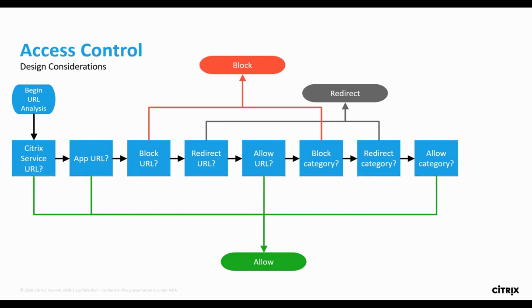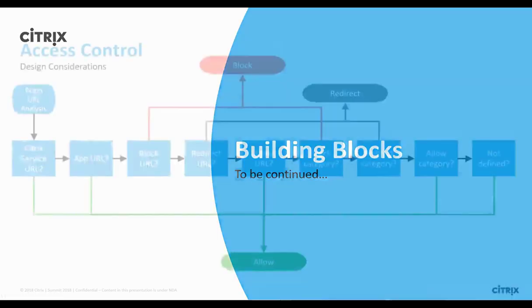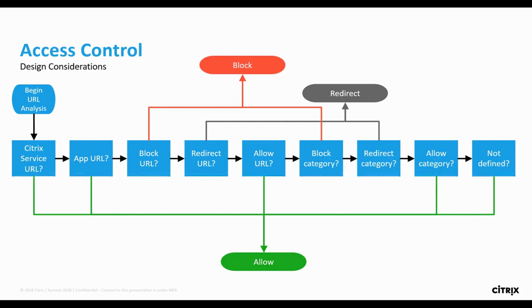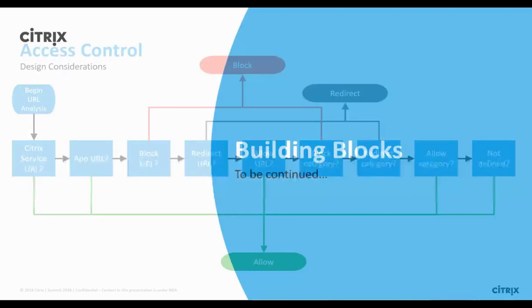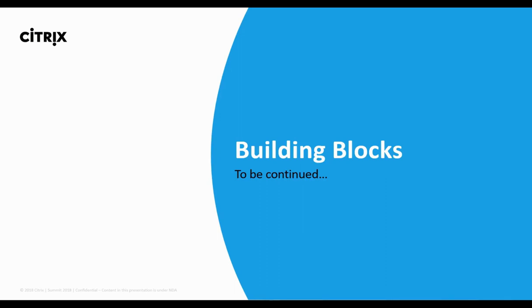Now, if you click a link and we go through the whole URL analysis and we still haven't gotten a hit on one of these blocks, then the configuration is to allow access to that URL. So if it's not defined, we go ahead and allow access. So those are a couple of the building blocks.